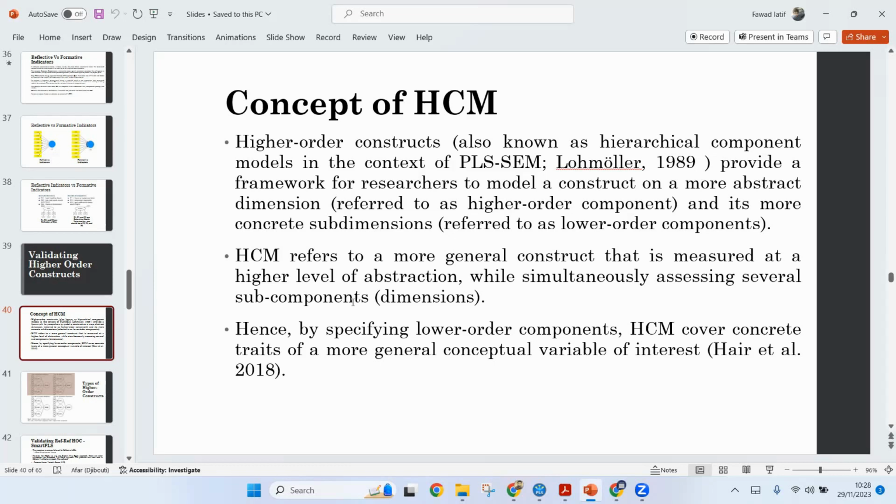In the example, I will change it to internal marketing, just as we discussed earlier, or rather yesterday, that internal marketing is a higher order construct that has three subdimensions. One is vision, the other is development, and the last one is rewards.